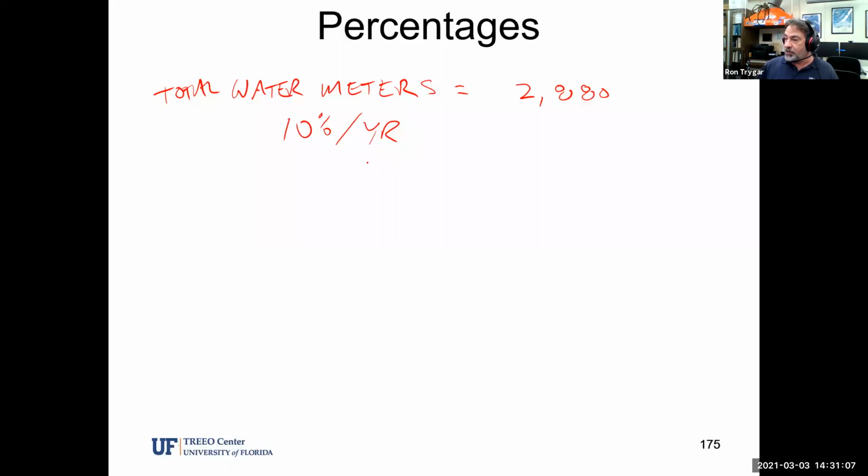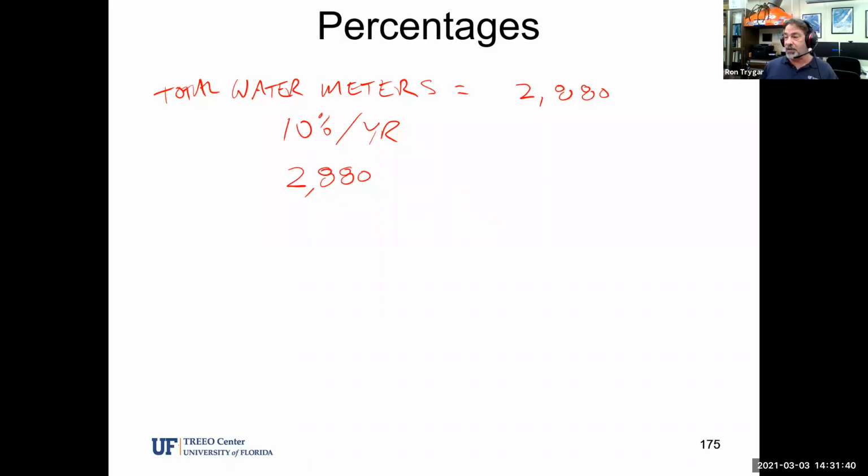So I'm just making sure I have the right number here. We have 2,880 total meters, and we want to figure 10% of those. So what is essentially 10% of 2,880?